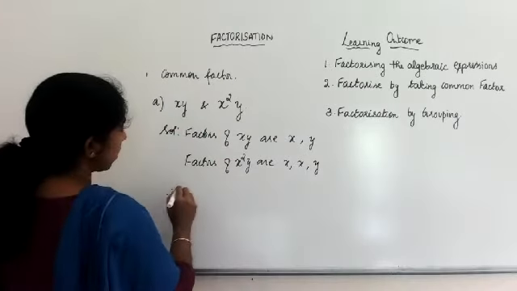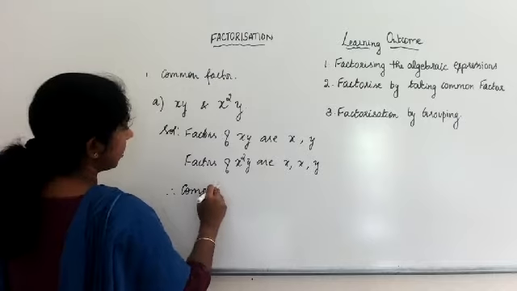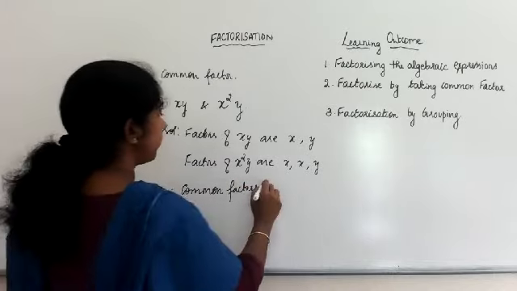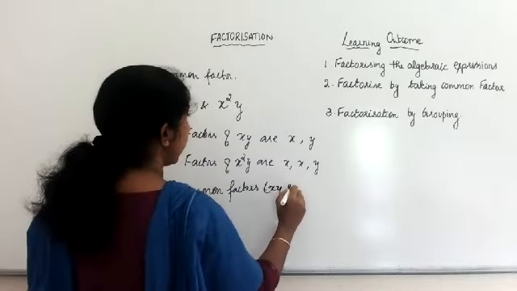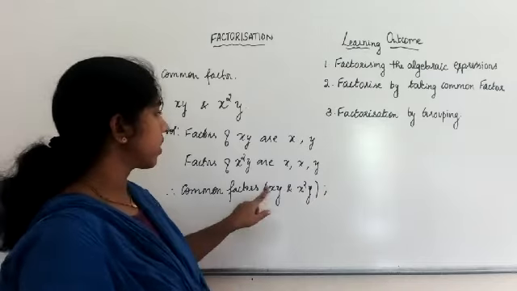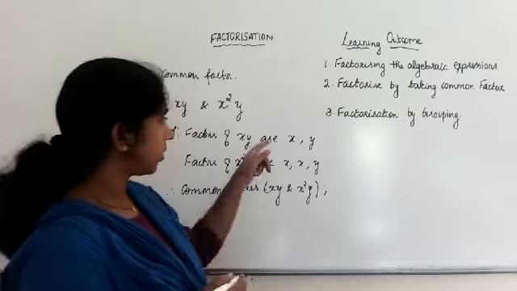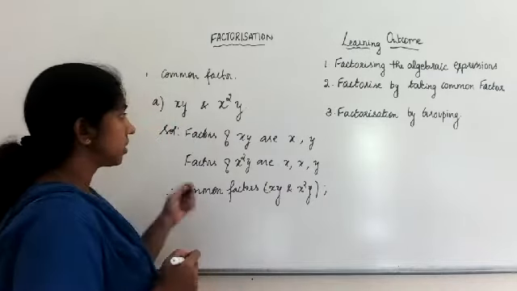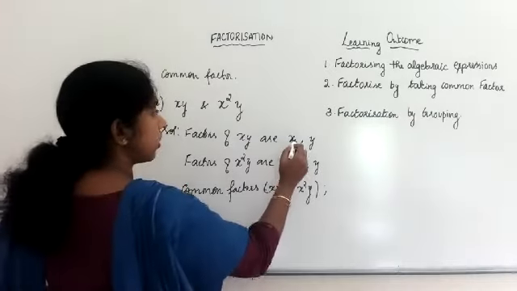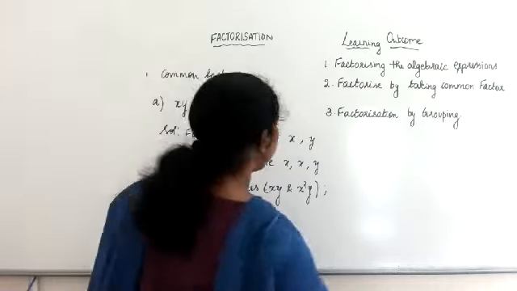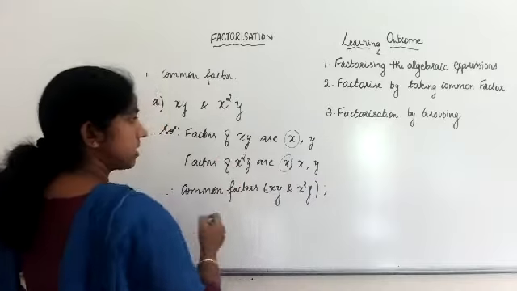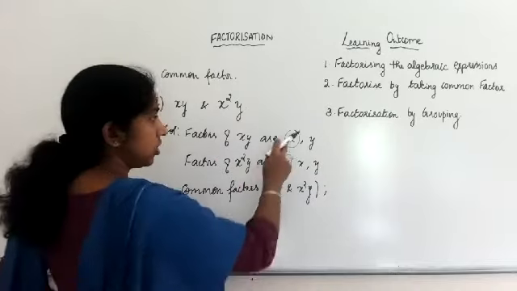So what is the common factor? We have to find the common factors of xy and x square y. Now how do we identify them? You got the factors of xy, and you got the factors of x square y. So we will see. Here you have x, right? You have 1 x here and here also you have 1 x. Do we have one more x in xy? No. So x is common here.